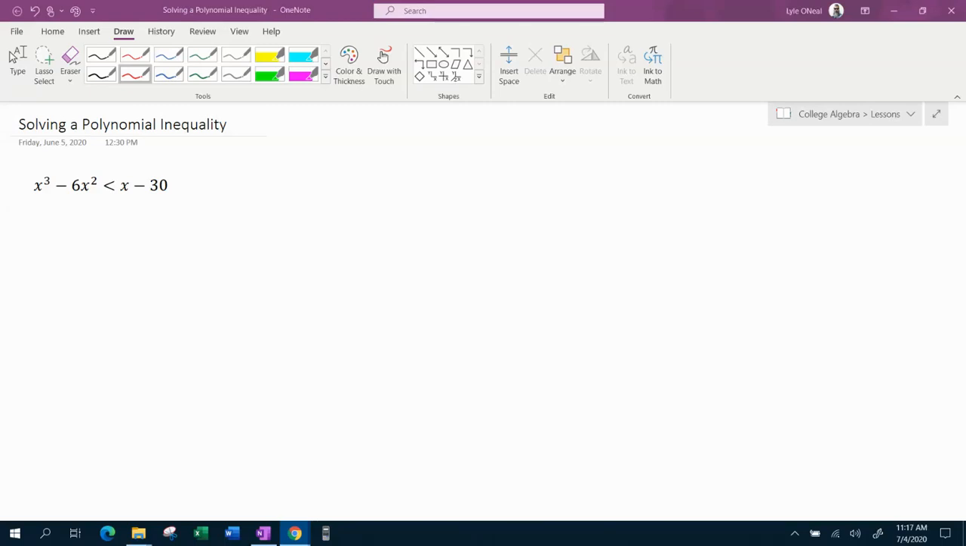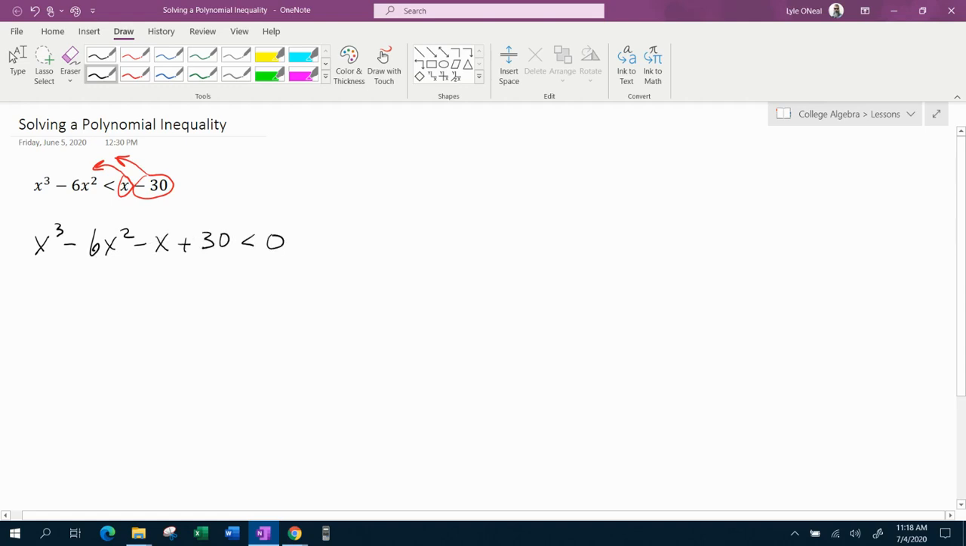All right, so in this example, we're going to look at how to solve a polynomial inequality of degree 3 where factor by grouping doesn't work. Our first step is to notice that the inequality is not 0 on one side. So we need to start by taking the x and the negative 30 and moving those over. And that will give us x cubed minus 6x squared minus x plus 30 less than 0.